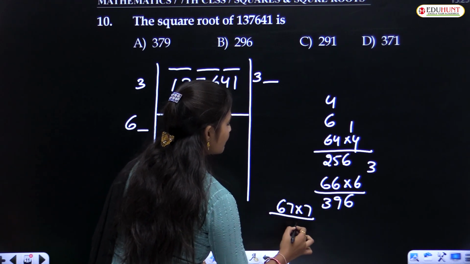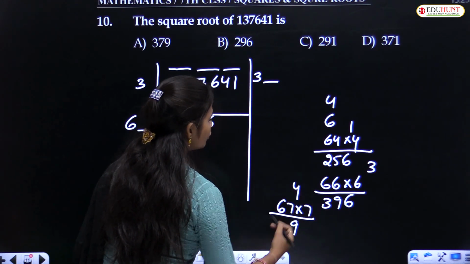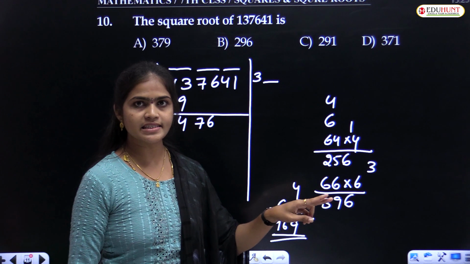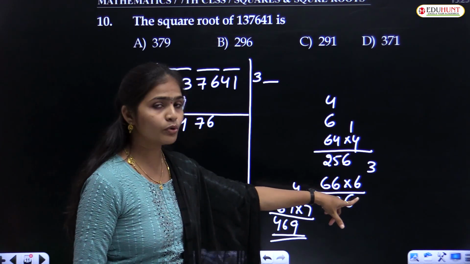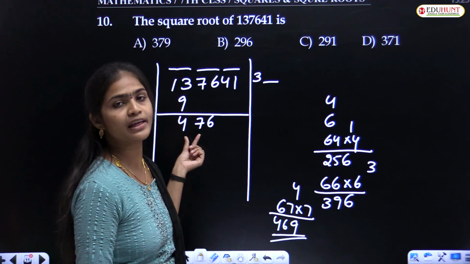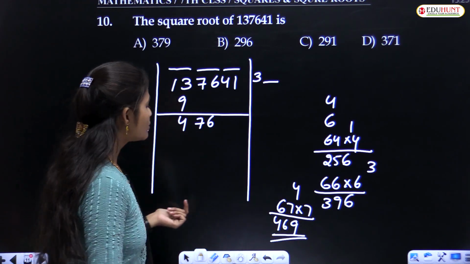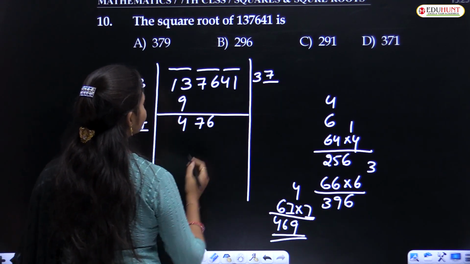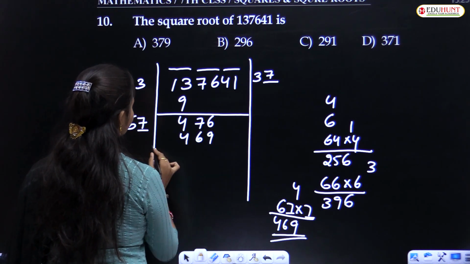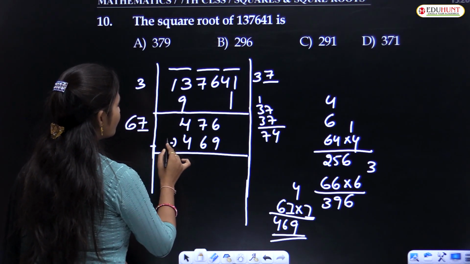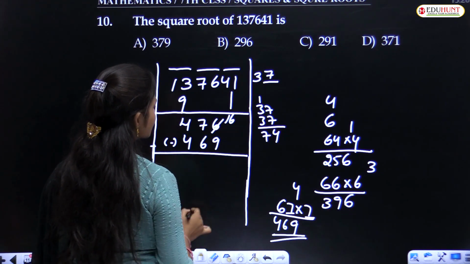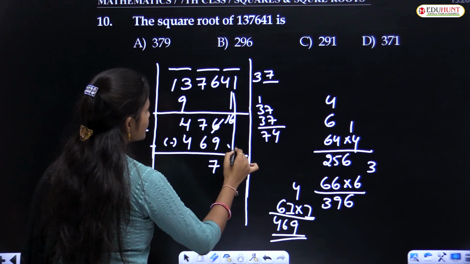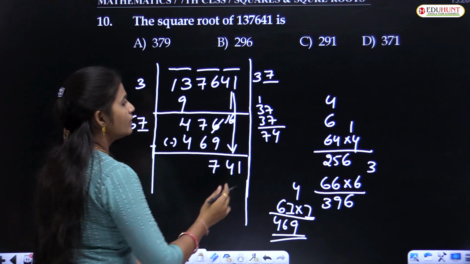67 into 7. 7 7s 49, 7 6 42 plus 4 is equal to 46. Just observe that here there are only two possibilities, but if you take one more number more than 6, then we will get the number which is nearer to 476, or not? We will get it, no? So that's why which number do we have to write here? 7 and here 7. Okay. So 469. 476 minus 469. So here this one becomes 16. So 16 minus 9 is equal to 7. And the leftover, bring down that one as 41. So 741.